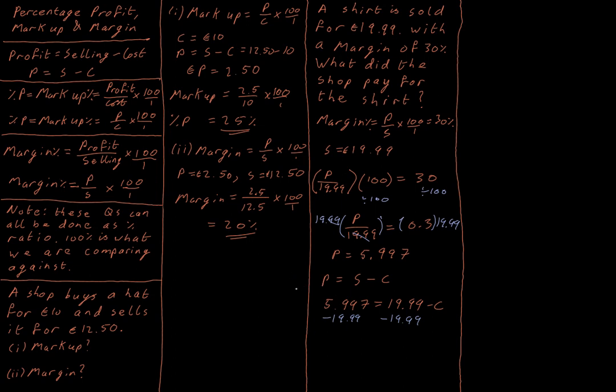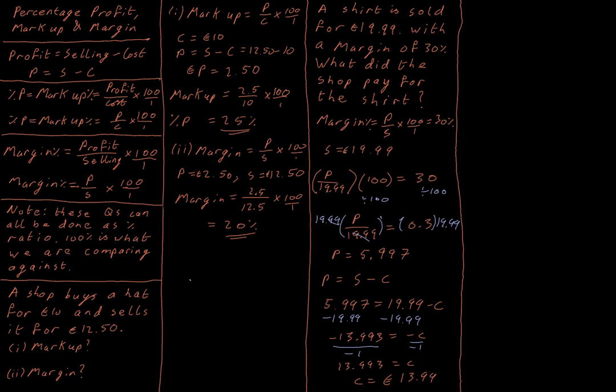And I get minus 13.993 is equal to minus C. Divide both sides by -1, so I turn them into positive numbers. Or multiply by -1, either way will work. So I end up with 13.993 is equal to the cost price. So the cost price as a final answer would be 13.99 euro. That's how much the shop paid for the shirt. That's the cost price for them of the shirt.